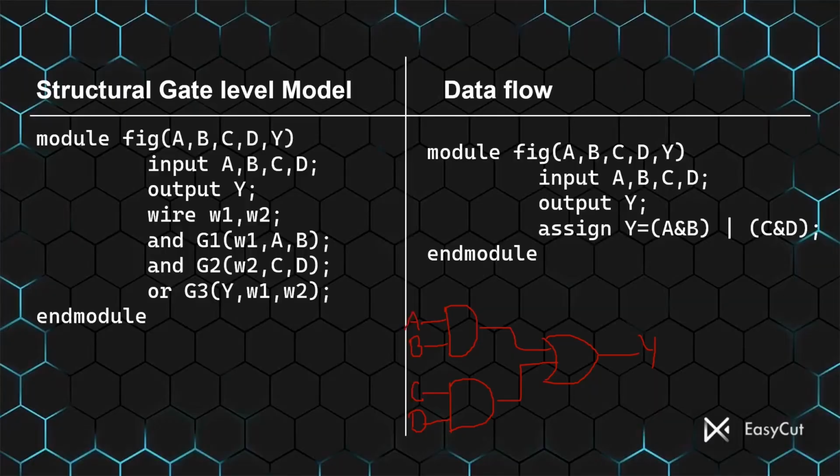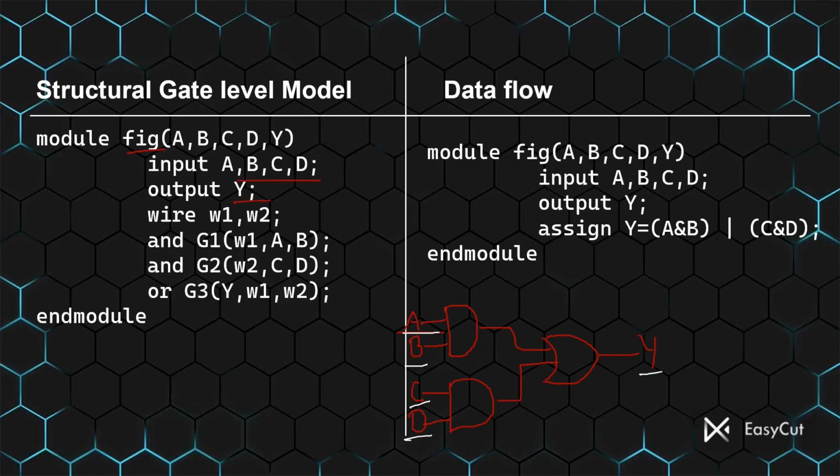So the given circuit is this. This is the structural gate level model and this is data flow. First thing is module figure. We can give any name for this; it is not restricted to figure. The inputs are, as we can see here, A, B, C and D, and the output is Y. So write separately input A, B, C, D, and the output is Y.